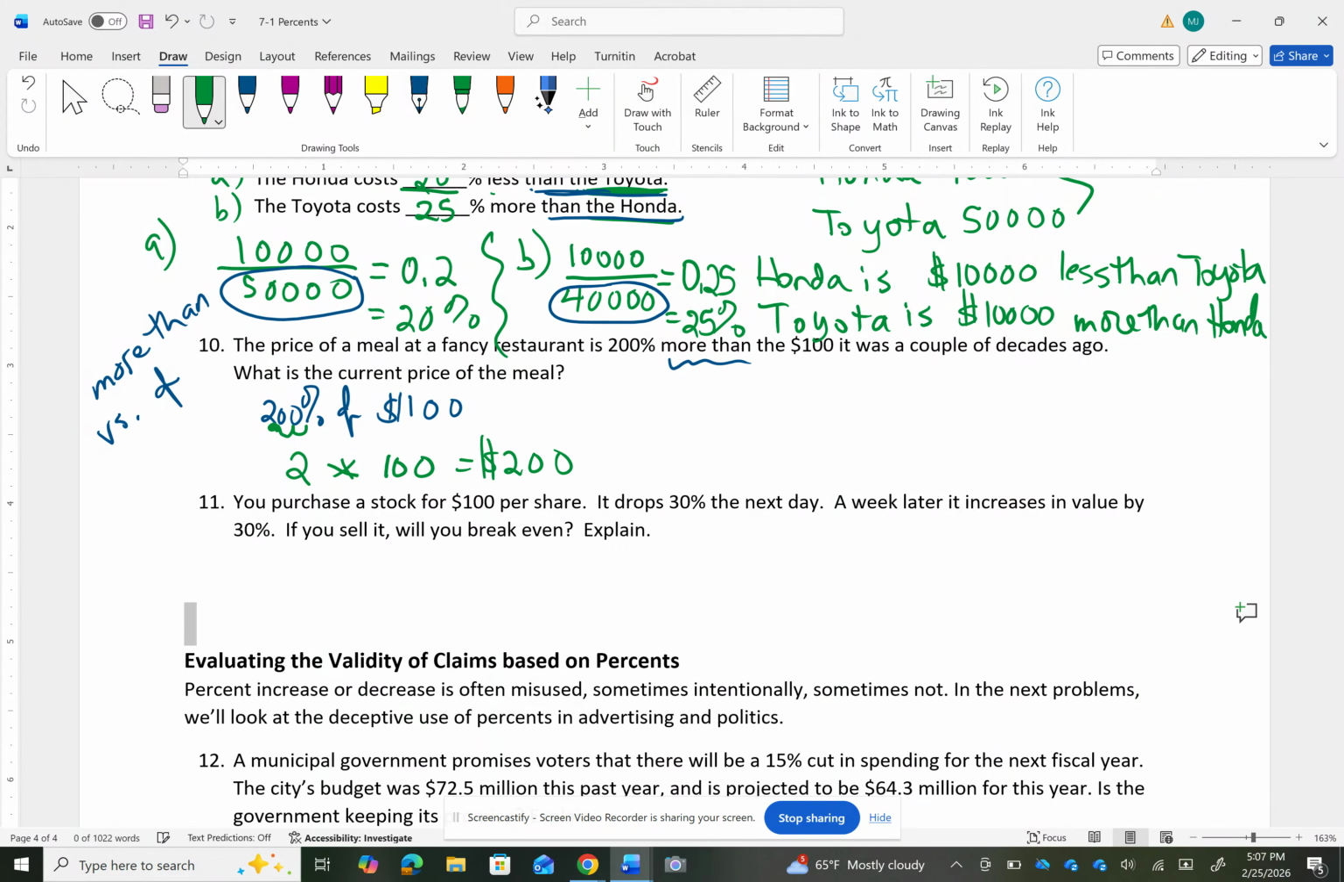Now that 200 that I get is not the final answer. That's not the current price of the meal. Current price of the meal is the $100 it originally was. It's 200% more, which in this case would be $200 more. So the current price of the meal would really be $300. That would be the answer. So the meal's really tripled. If it increased 200%, it really turns out to be 300% what it was originally. So you've got to be on your toes with percents. You've got to watch that. More than versus of.